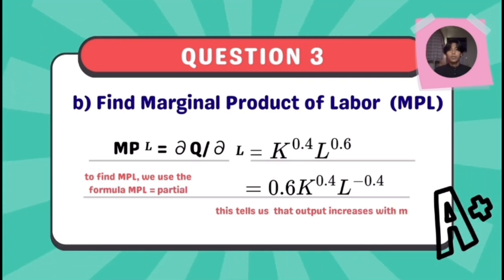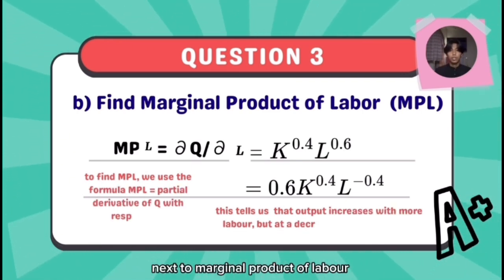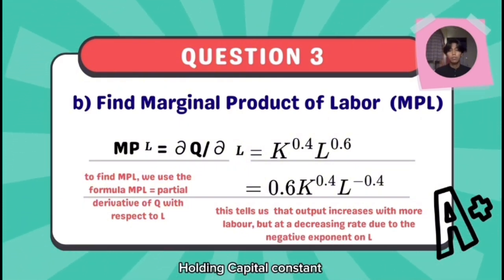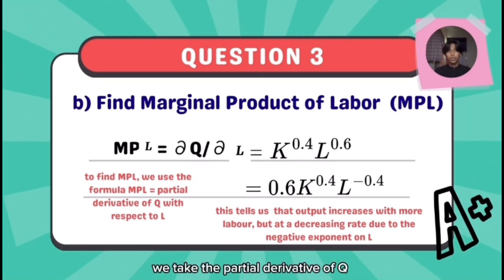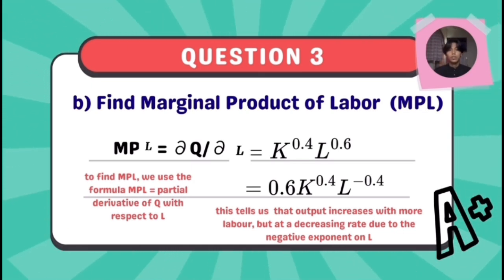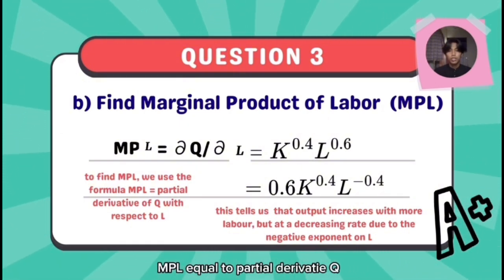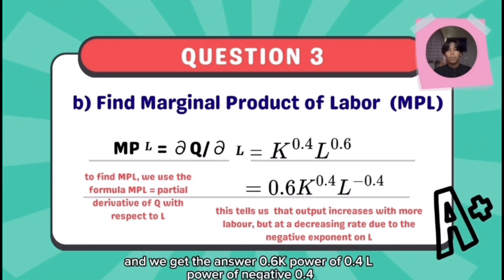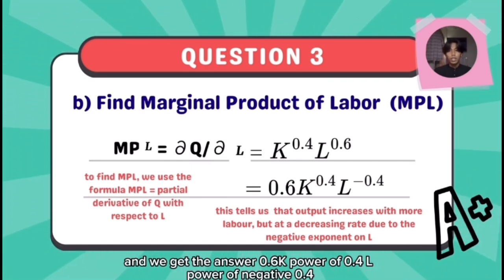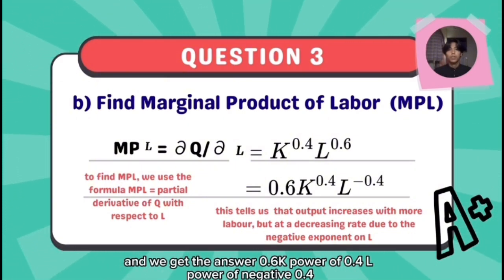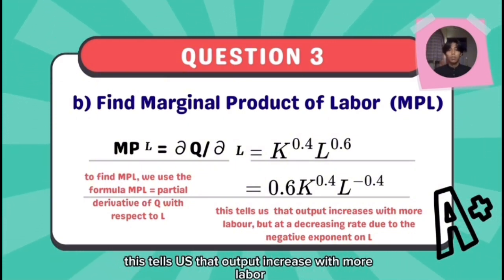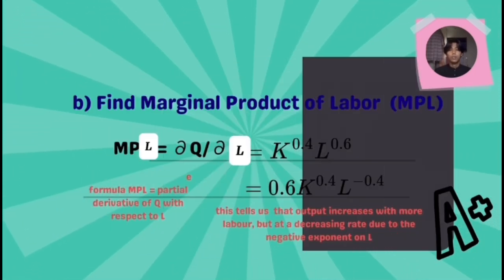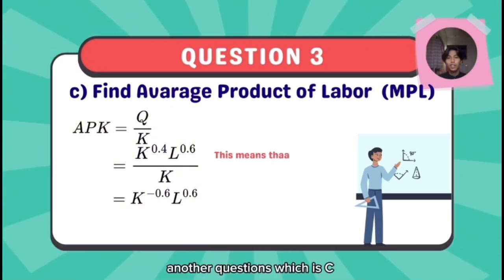Now we move on to the second question, which is B. We need to find the marginal product of labor. The marginal product of labor, or MPL, shows the change in output from using one more unit of labor, holding capital constant. We take the partial derivative of Q with respect to L. So the formula is MPL equal to partial derivative Q over partial derivative L. You will get the answer 0.6 K to the power of 0.4 and L to the power of negative 0.4. So this tells us that output increases with more labor, but at a decreasing rate due to the negative exponent on L.